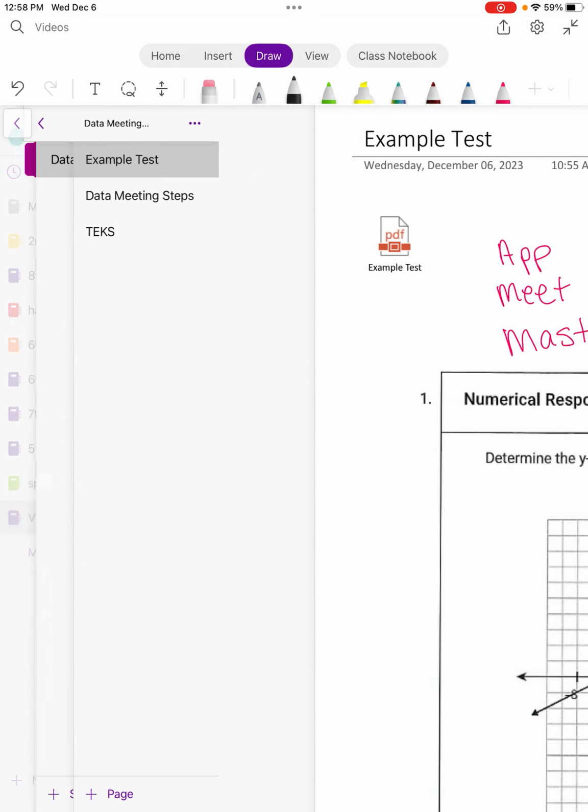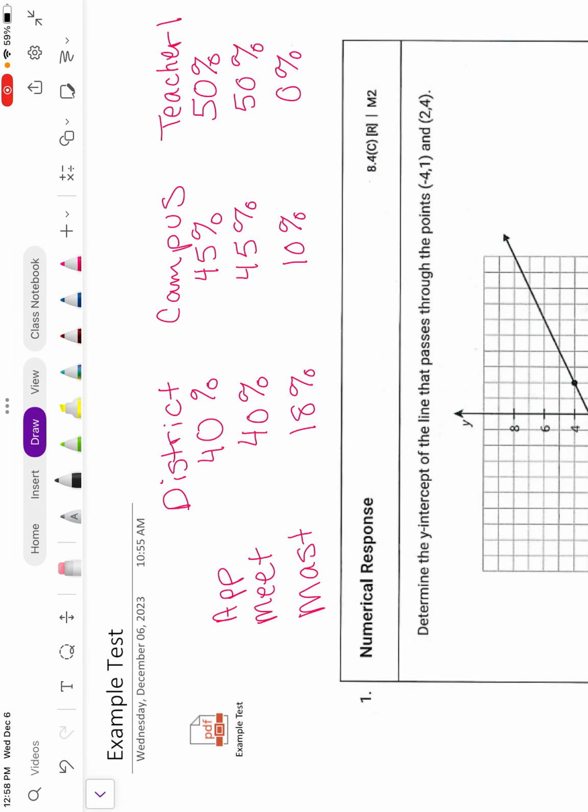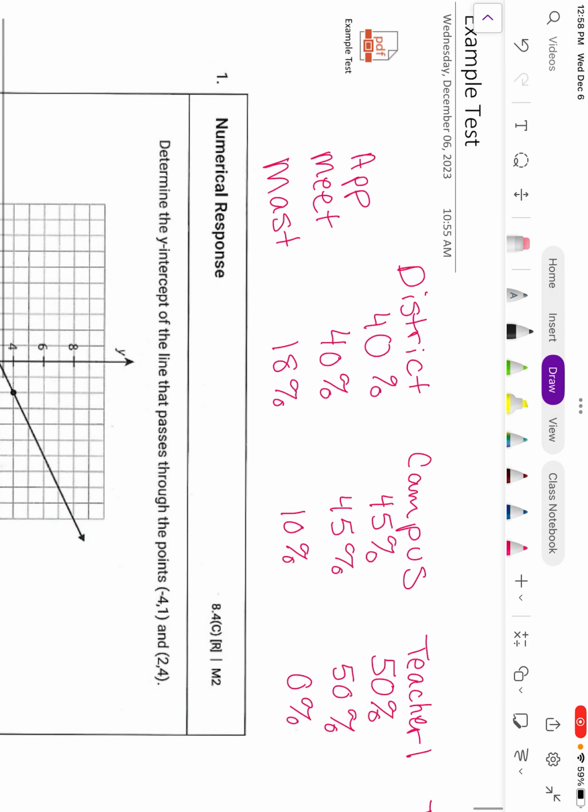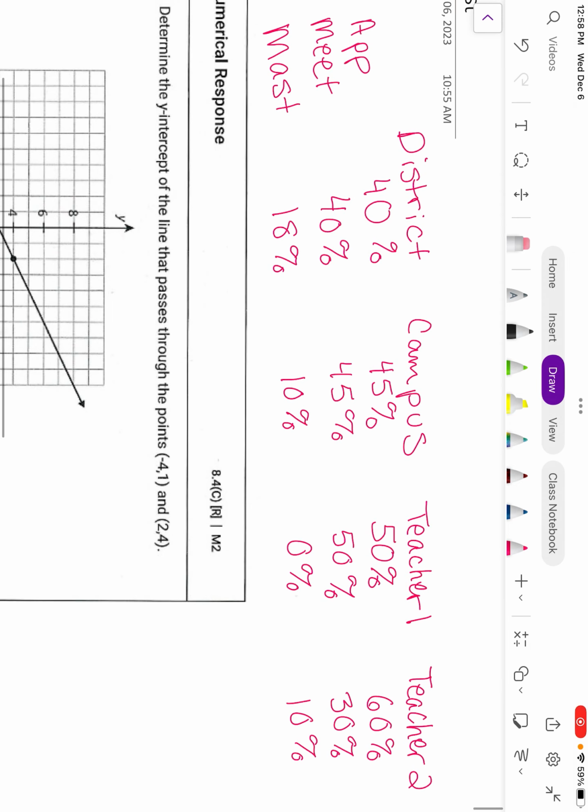So let's look at an example test, and I'll walk you through that. Let me turn the iPad the other way. If I was a teacher, I might start out with this information here at the top. If I was a coach, I might have more than one teacher's information here at the top. So this would be an example of that. And I would compare all these numbers. Remember, ideally, I want it to get higher as I go this direction. That would be really great.